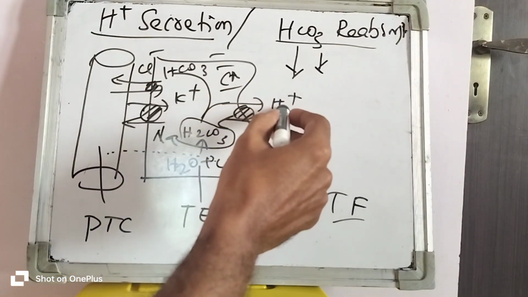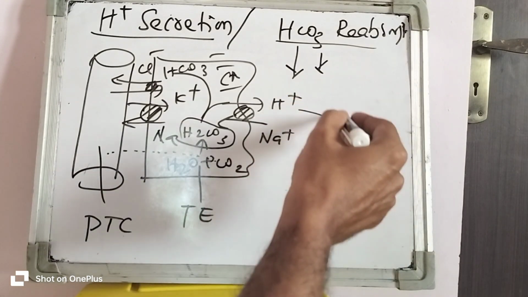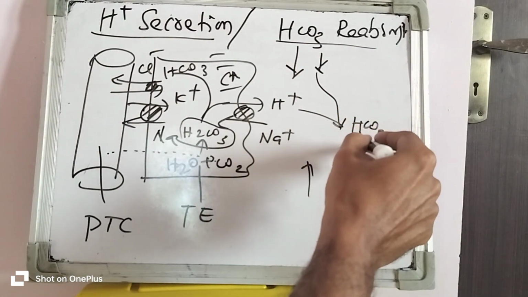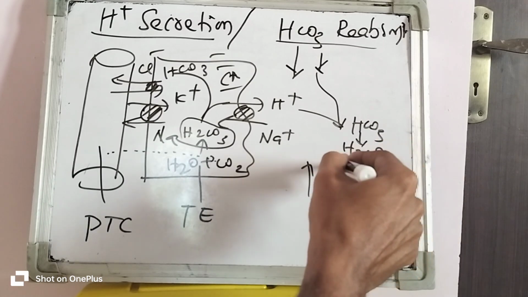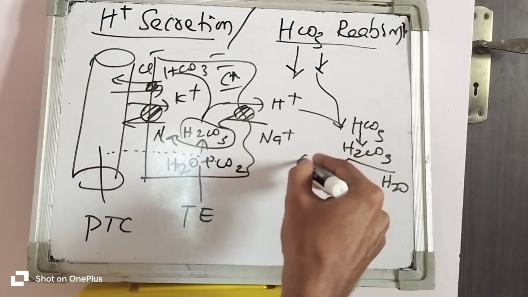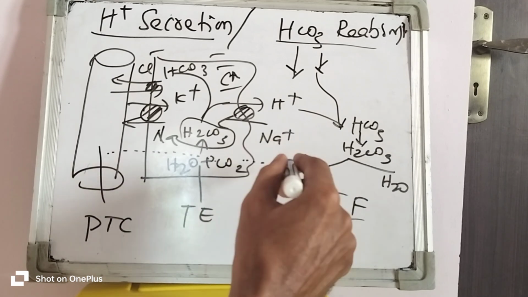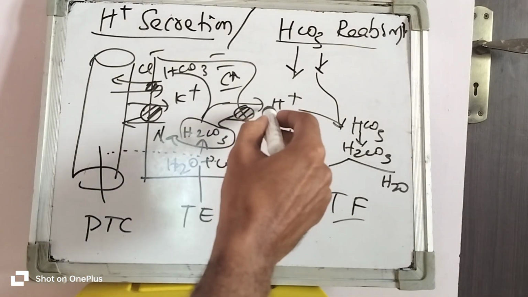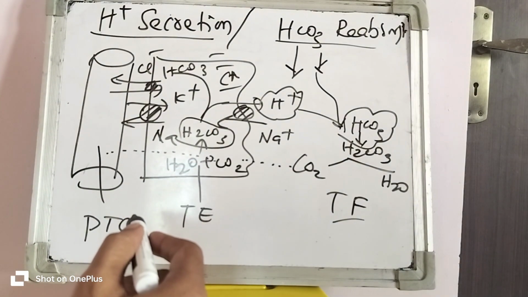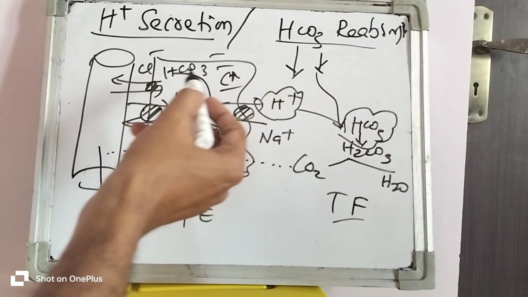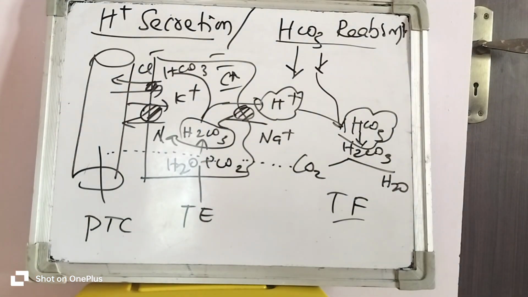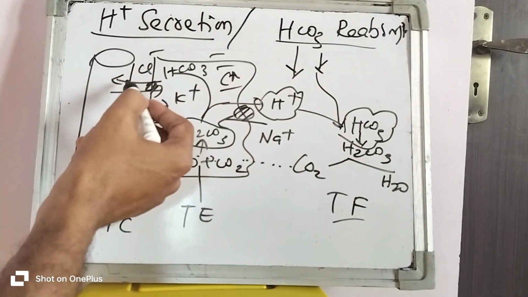Now this H plus ion is secreted into the lumen, and combines with the filtered bicarbonate and forms H2CO3, which dissociates into H2O and CO2. Again, the CO2 diffuses into the epithelium. This way the H plus ion is secreted and bicarbonate is reabsorbed. The point to be noted is that the filtered bicarbonate is not the same bicarbonate that is reabsorbed. Anyhow, for one H plus ion secreted, one bicarbonate is reabsorbed.